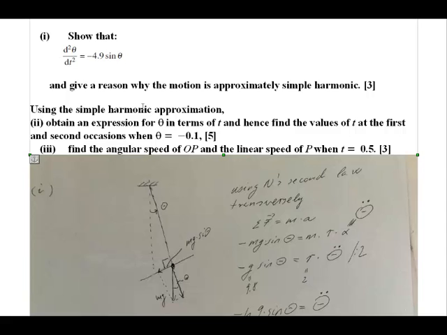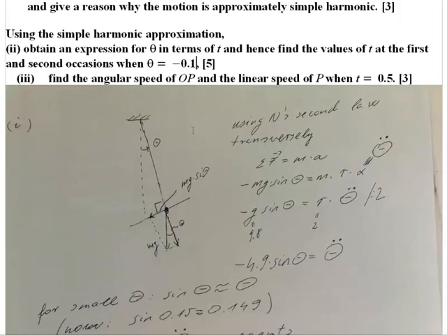Using the simple harmonic approximation, obtain an expression for theta in terms of t, and hence find the values of t at the first and second occasions when theta is equal to negative 0.1. Let's see.